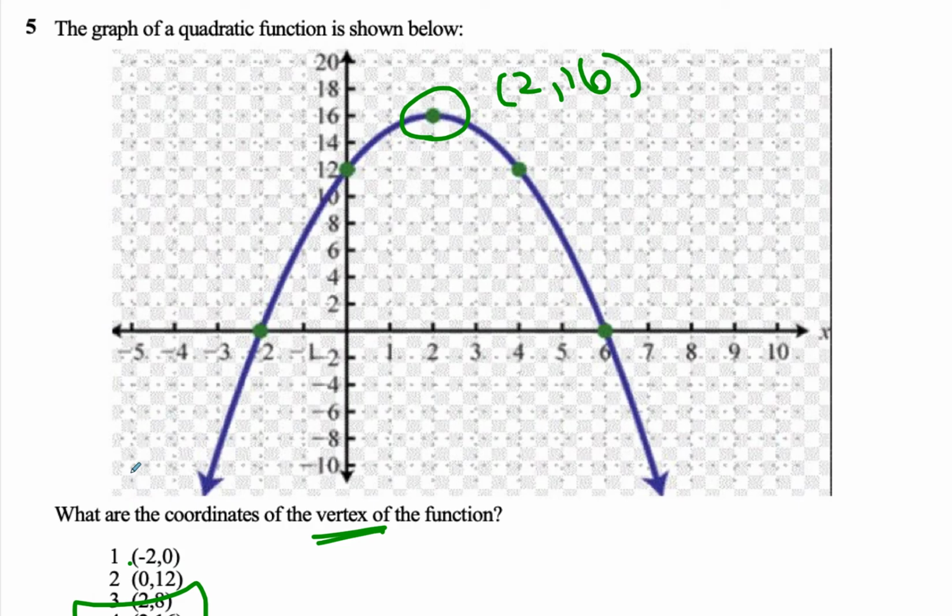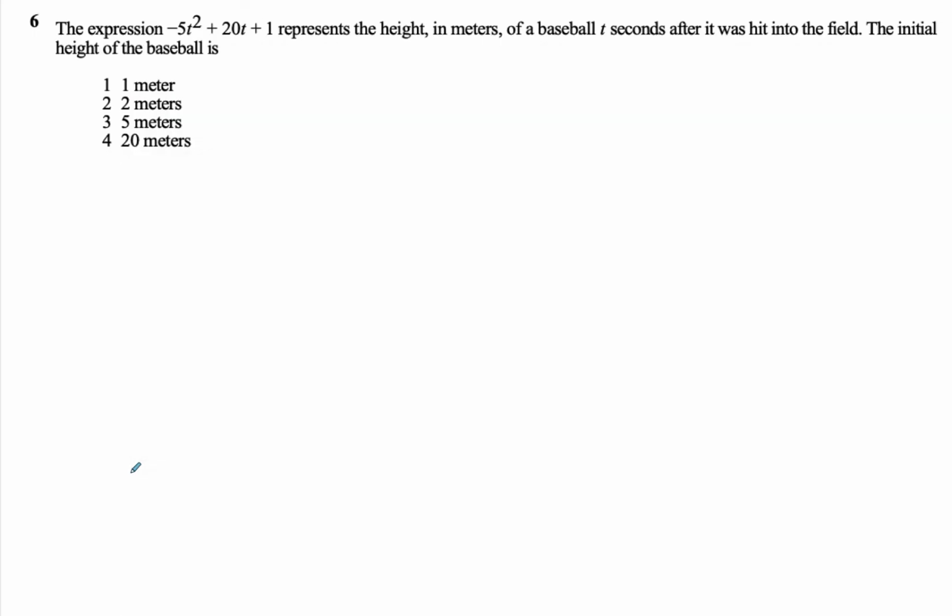All right, let's look at the last question here. If this represents the height in meters of a baseball, now the initial height. What does it mean by initial height? In this case, we can assume that initial height must be when t is equal to 0. So in the beginning, t being equal to 0.